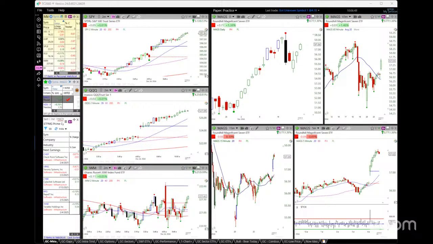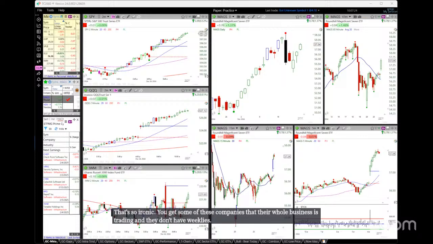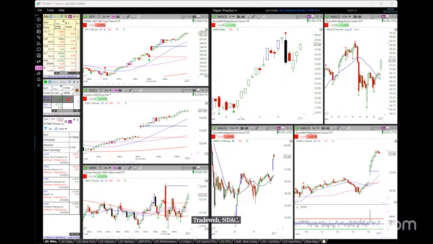Tango whiskey. It's more of a put spread to me. A nice put spread at 130. It's just too chaotic for me for directional reward to risk. And there's no weeklies. That's so ironic. You get some of these companies that their whole business is trading and they don't have weeklies. TradeWeb, NDAC. It's like, really?